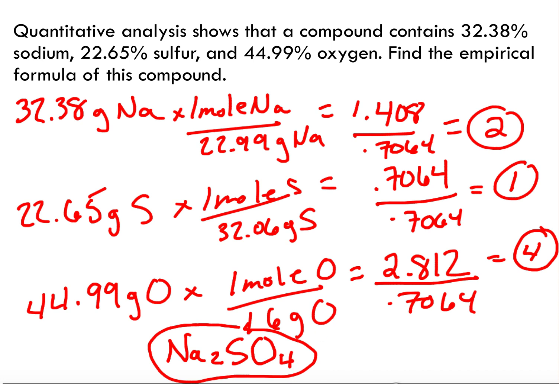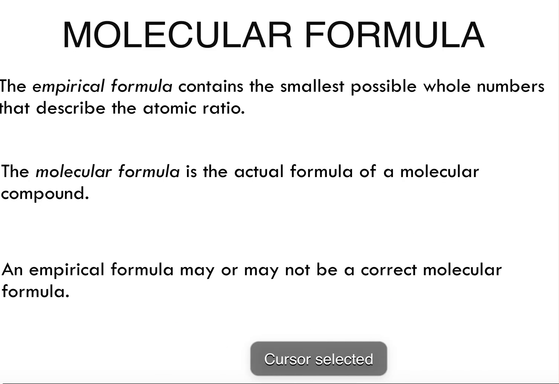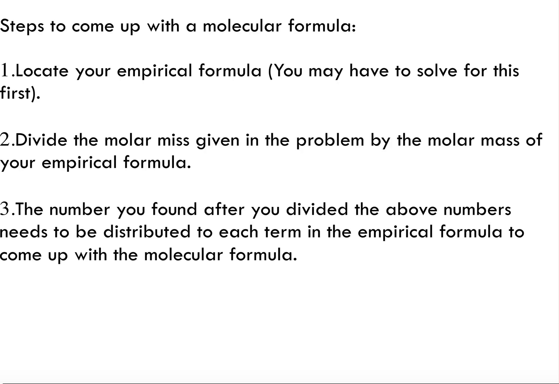Now, a molecular formula. The empirical formula contains the smallest possible whole numbers that describe the atomic ratio. The molecular formula is the actual formula of a molecular compound. So an empirical formula may or may not be a correct molecular formula. So, the steps to solve for a molecular formula: number 1, you might have to locate your empirical formula. It might be given in the problem, or you might have to solve for it.